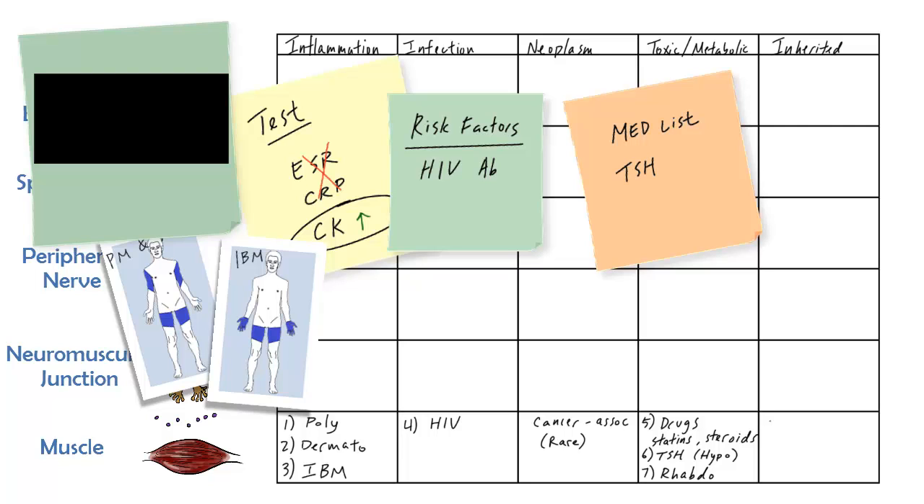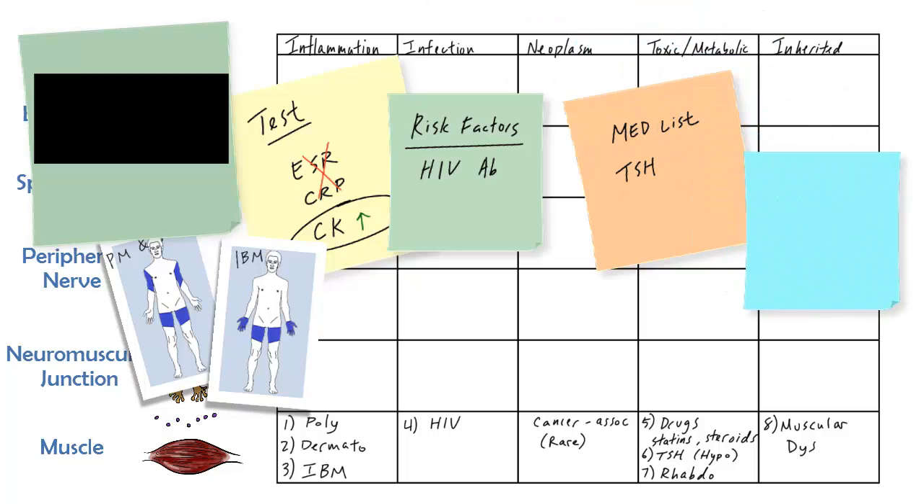Good. And then what do we call inherited muscle diseases? What if that runs in the family? Yeah, muscular dystrophy. Muscular dystrophy is the broad category given to a muscle disease that runs in the family or is genetic, is inherited. And there are a bunch of different types: Duchenne's, Becker's, limb-girdle, there's a whole list. But if it runs in the family, if it looks to be inherited, we call it a muscular dystrophy.